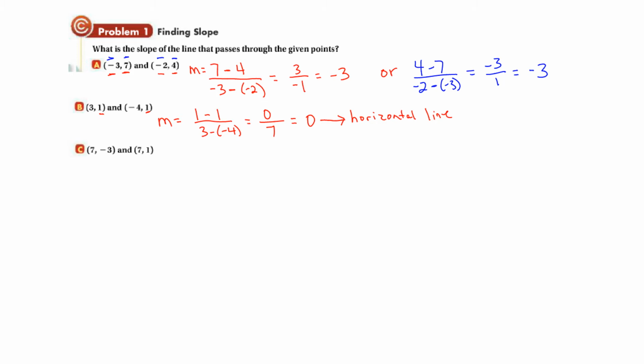Now if I look at example C, I have my slope m. It's going to equal negative 3 minus 1 over 7 minus 7, which will give me negative 4 over 0. And remember, in algebra we can't divide by 0, so that means my slope is undefined. When I have an undefined slope, that means that I have a vertical line. And when I have a vertical line, all of my x values are the same.